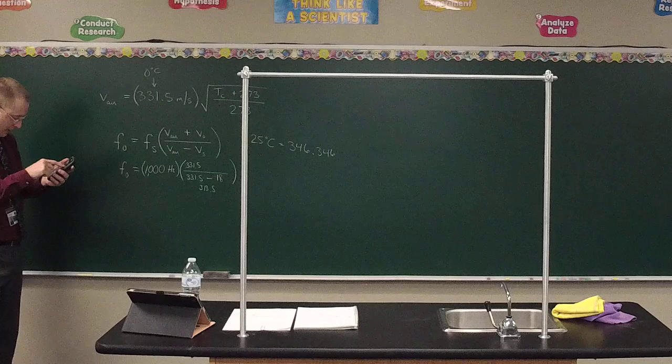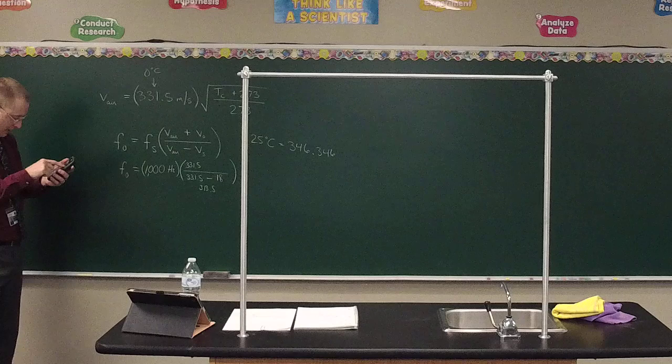All right, let's take a look at problem number 6. And I think this one has a little bit of a twist to it. Yes, it does. Read it for us, if you would, Audrey. A car blows its horn as it approaches an intersection at 32 meters per second. If the frequency heard by an observer standing at the intersection is 275 hertz, what is the frequency of the horn? Assume a temperature of 25 degrees Celsius.